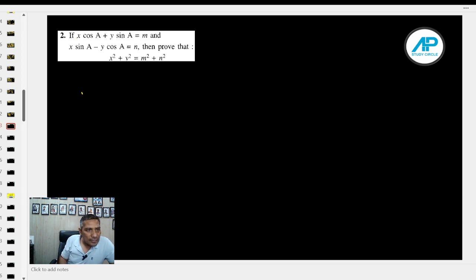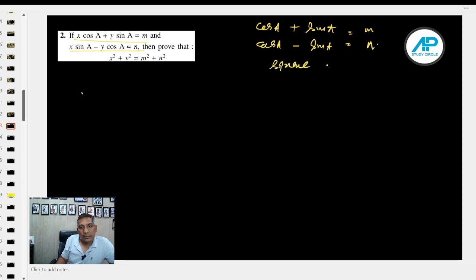We can see a very peculiar thing here. So I tell you one thing. Whenever you get two equations which involve cos A and sine A with plus and minus sign between them, equal to some value, then you should always square and add. So here also what I'm doing is squaring the equation and adding them.